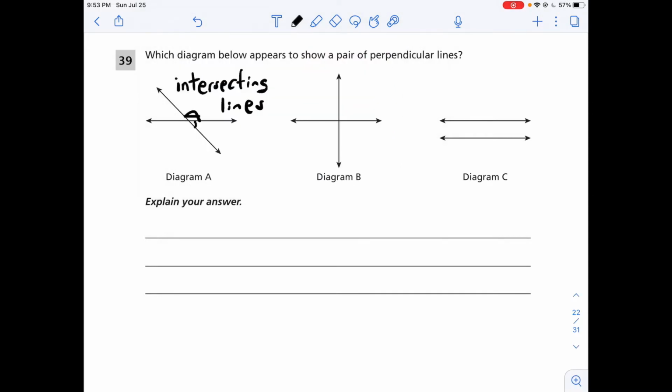Diagram B, the lines here meet, and they do form a 90-degree angle. A 90-degree angle forms, it looks like a box. So this is a 90-degree angle. So these are perpendicular lines. In diagram C, the lines never meet. But if they did go on forever, they would actually never touch. So these are called parallel lines.